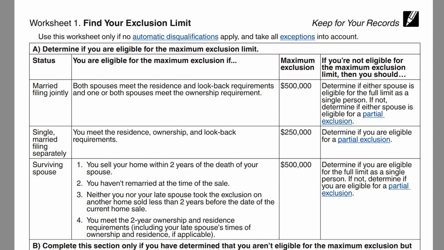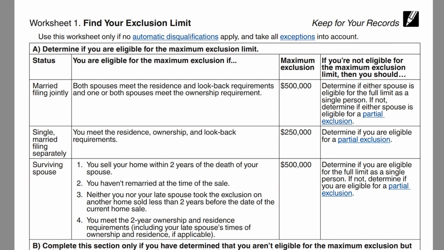So there's the ownership and residence criteria, and then there's a look back requirement, which means that you can't have taken this exclusion on another home sold in the past 2 years. So you can only use this every 2 years. That's the look back requirement.